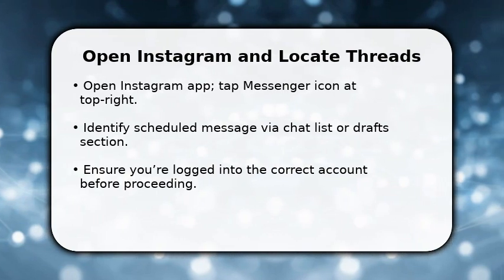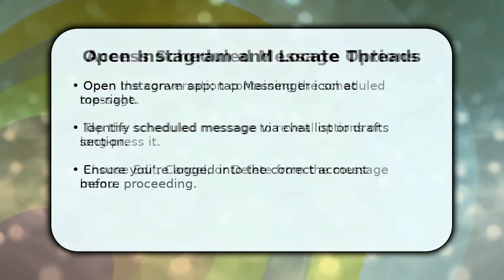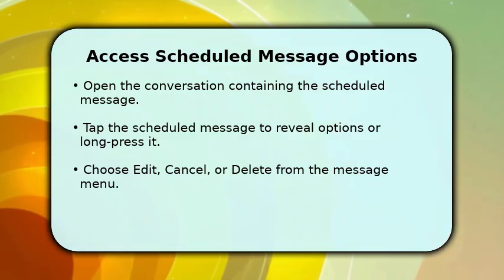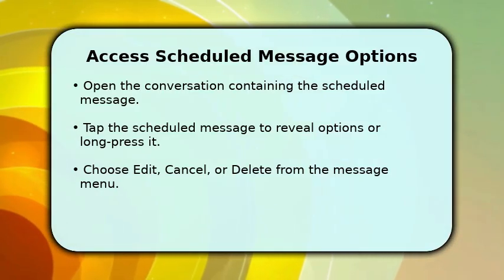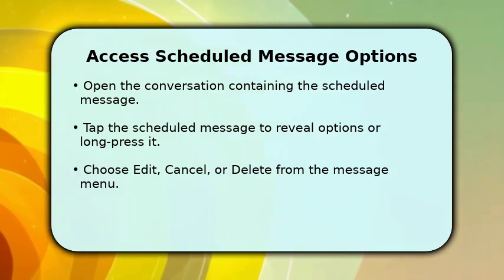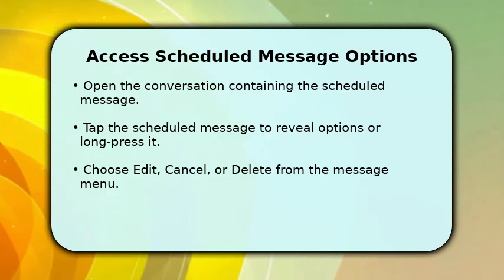Open the specific conversation that holds the scheduled message and tap or long press the scheduled bubble to reveal its options. You'll typically see choices like edit, cancel, or delete. Select cancel to stop delivery, or edit if you want to change timing or content.